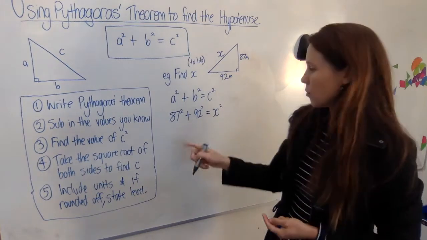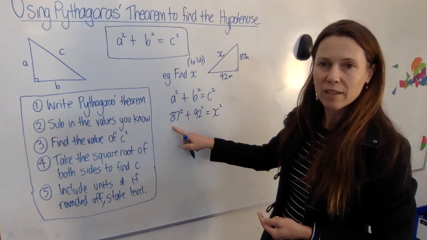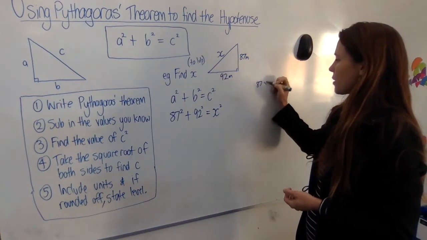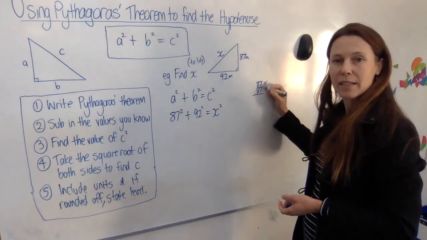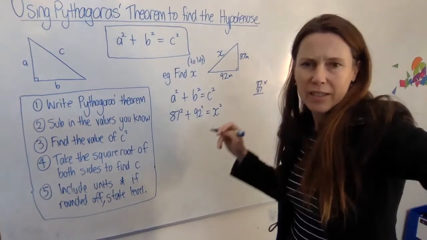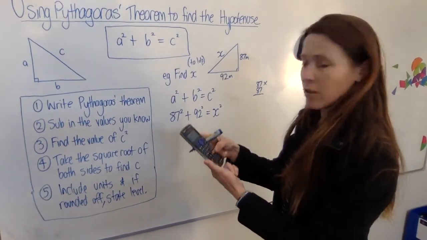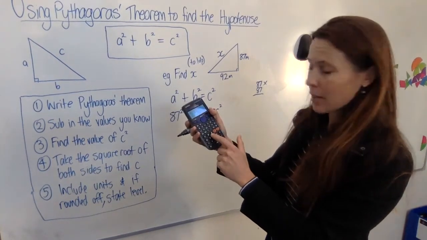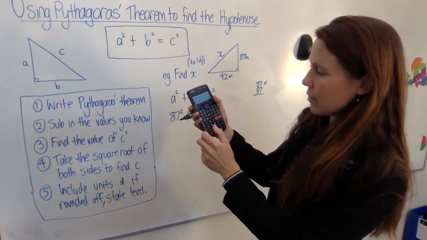What next? Well, I can't do 87 squared quickly and easily in my head. Two things I could do. I could come over to the side here and do 87 times 87 and work this out. But let's save time and use the equipment that we've got in our hand. 87, now I can either do 87 times 87, or you can just hit the squared button, okay?